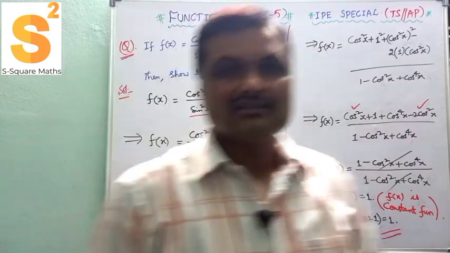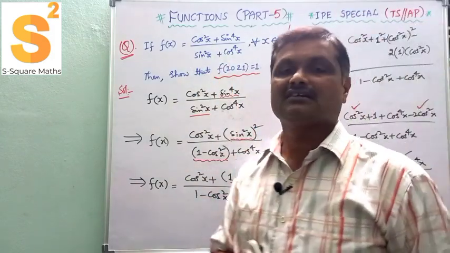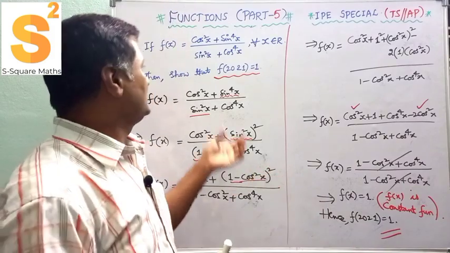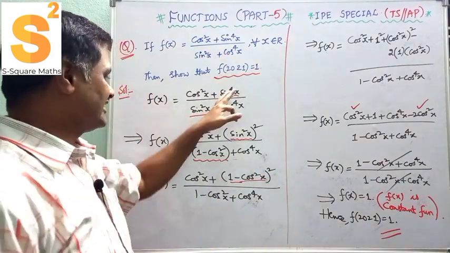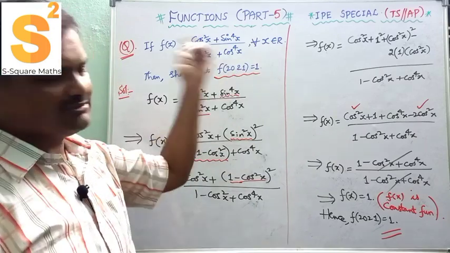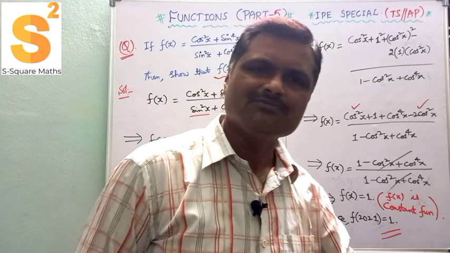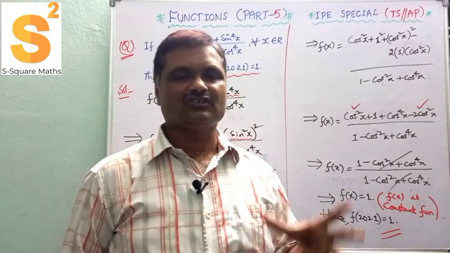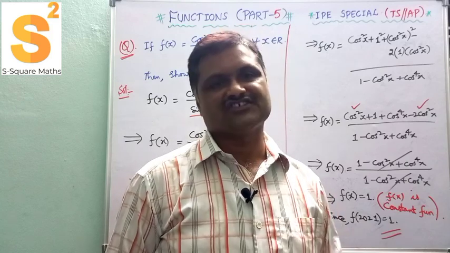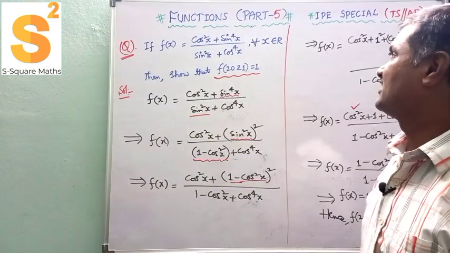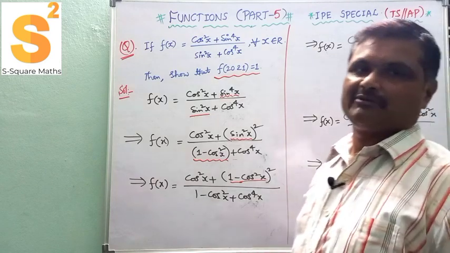In order to proceed with this problem, you should know a small concept of trigonometric identities, replacing, and a minus b whole square and simplifying. It seems to be around 10 steps but it is very easy, with nothing twisting. At the end you should also know about the constant function. So part 5 of functions is based on trigonometric concepts.